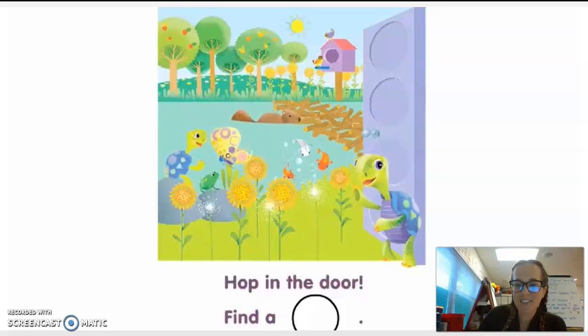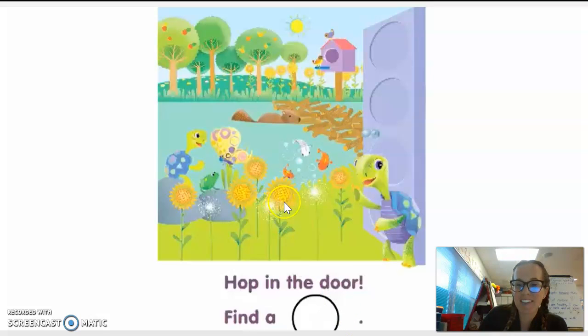Okay, what shape is this one? I see 0 sides. It has a curved line. We call this a circle. Good. Okay, where can you find circles in the picture?